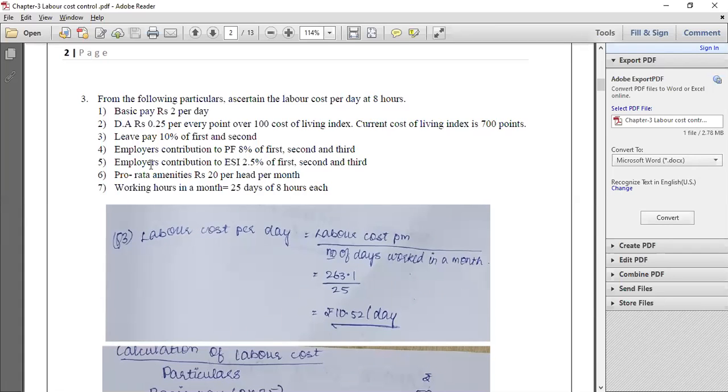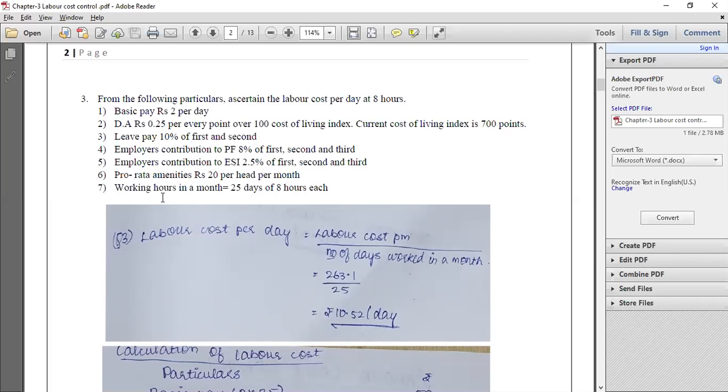The second one is the employer's contribution to ESI, which is 2.5% of first, second, and third. First, second, and third, as I said, is basic pay plus DA plus leave pay. On these three amounts put together, 2.5% would be the contribution. Then, pro rata amenities is rupees 200 per head per month, so this we can take directly.